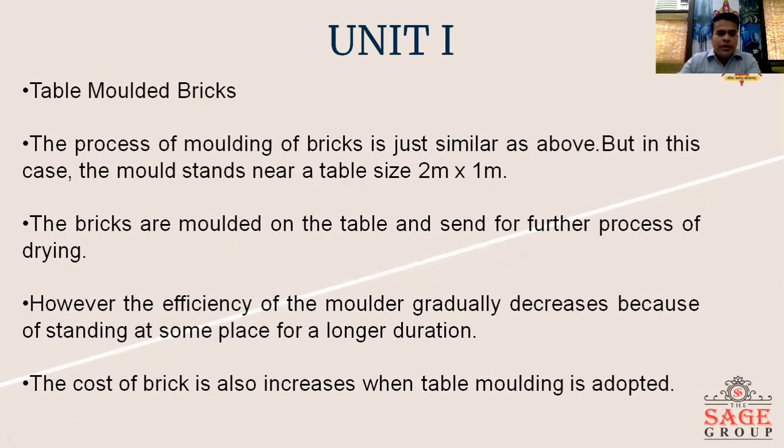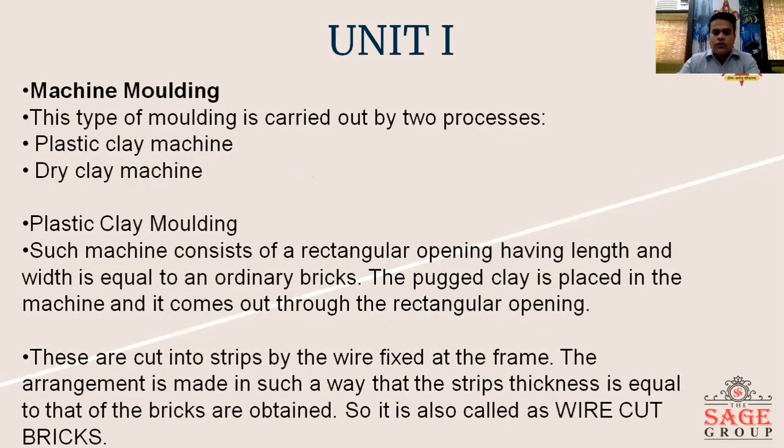Then table molding of bricks. The process of molding is similar to the above, but in this the mold table stands having a size of 2 meters by 1 meter. That means the length and width of the table is 2 meters by 1 meter. On this table, uniform compression or molding can be done. The cost of brick also increases when table molding is adopted. That means the bricks manufactured have a uniform shape, size and strength, but the cost of the table is added and increases the overall cost of molding.